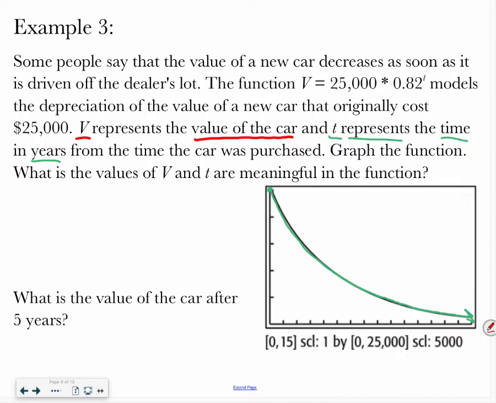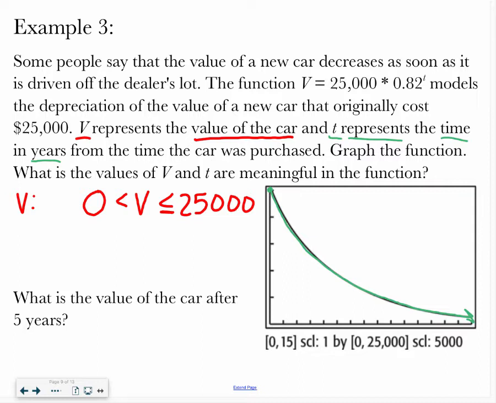What values of V and T are meaningful? What that's asking is basically a fancy way of saying what's your domain and range. So for value, we know that it's for sure less than $25,000, right? But it's also equal to that $25,000 because that's what someone paid for it. That's what it originally is at the lot. But also, it doesn't make sense to be less than 0, right?